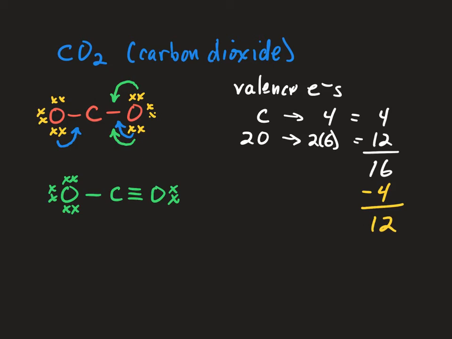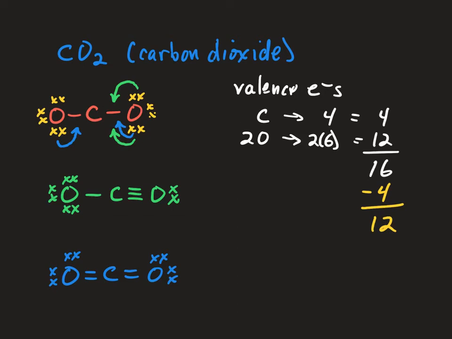If we choose the blue arrows, this oxygen would have a double bond to the carbon, but still have two unshared pairs. This oxygen would have a double bond to the carbon, but still have two unshared pairs. Now, which of those is better?